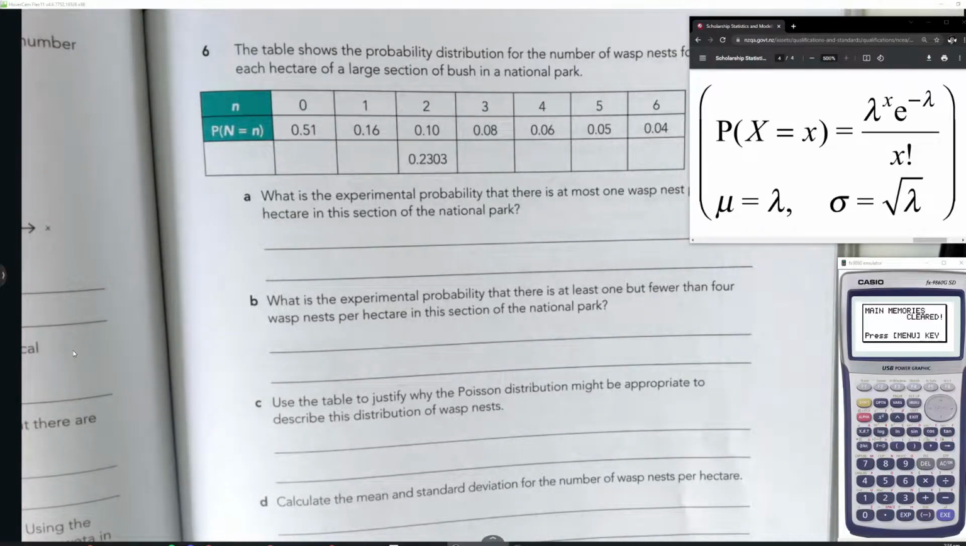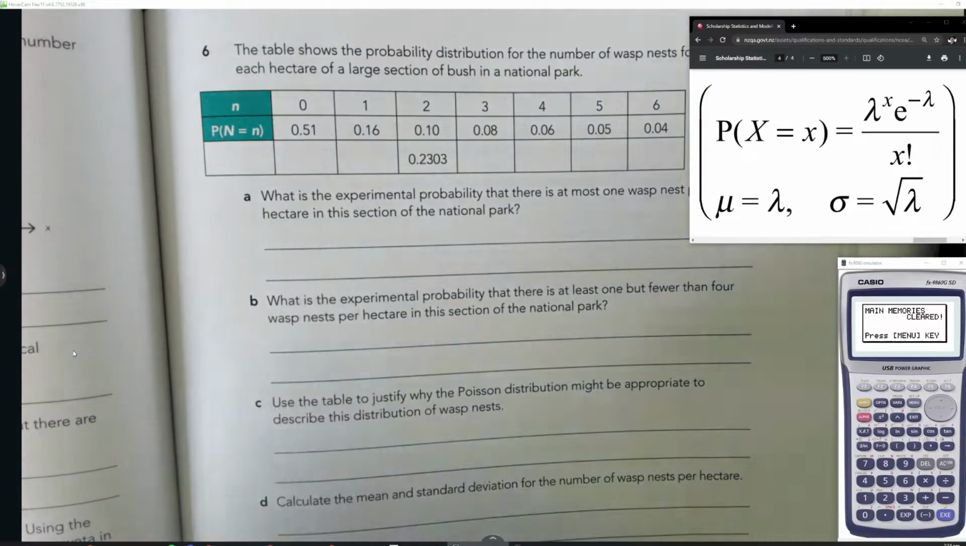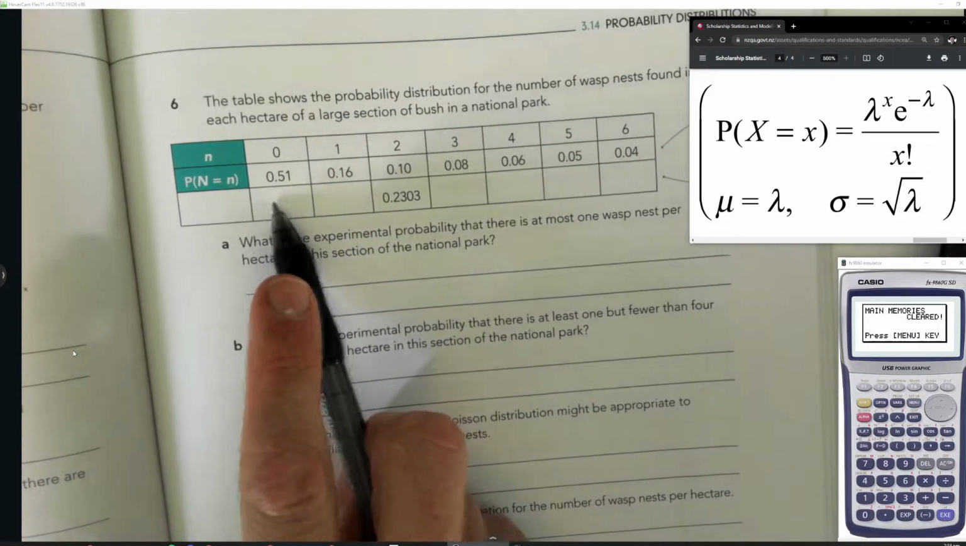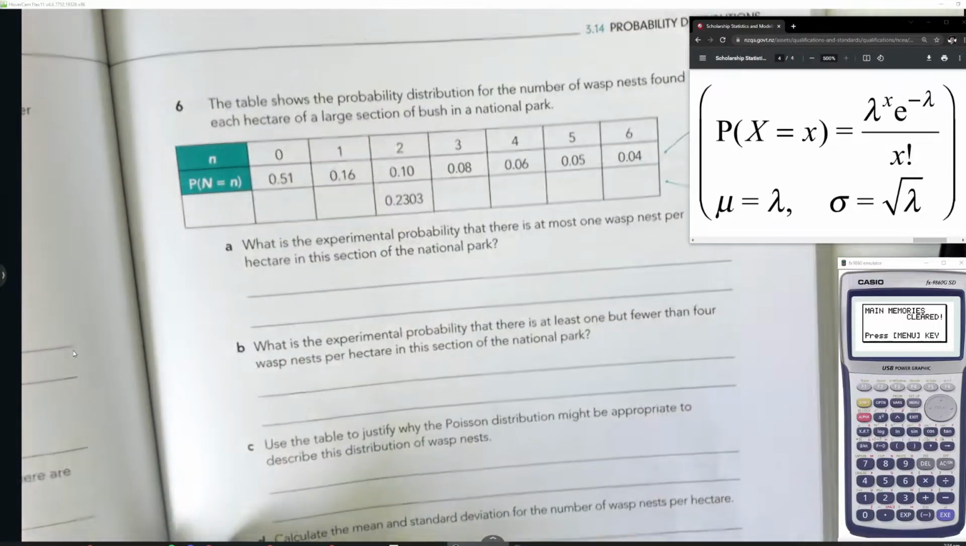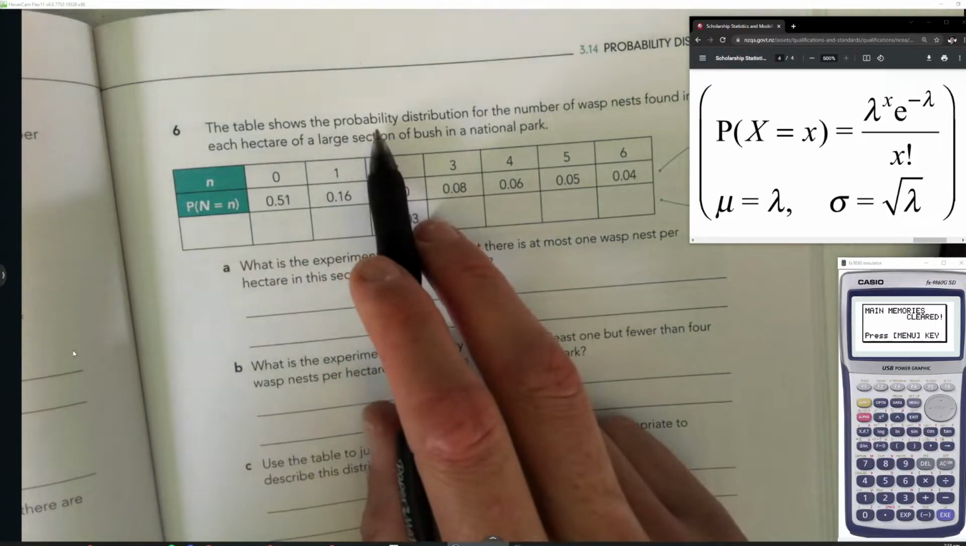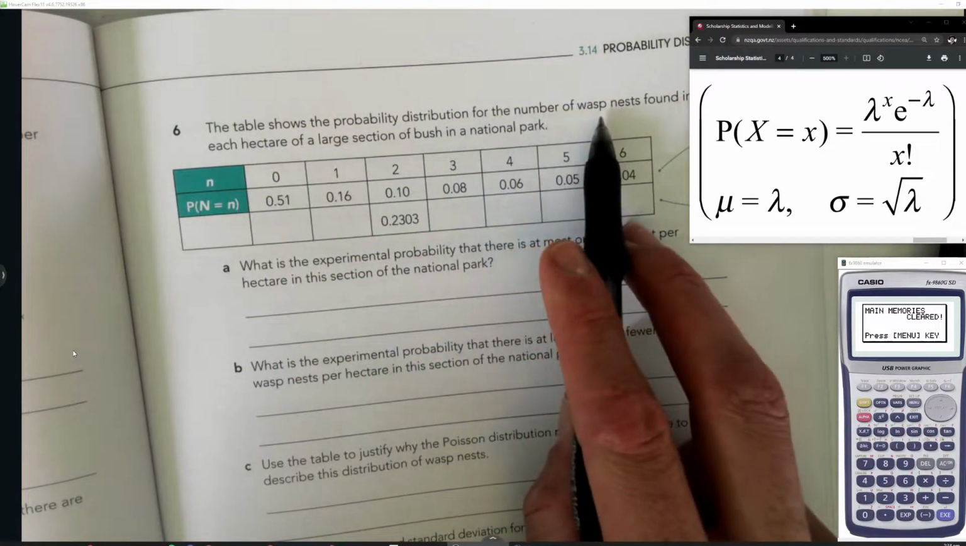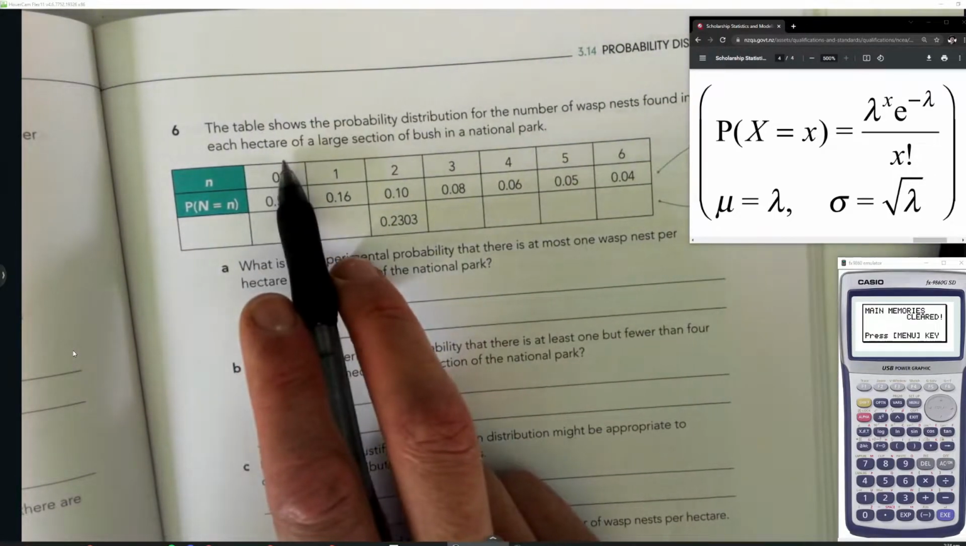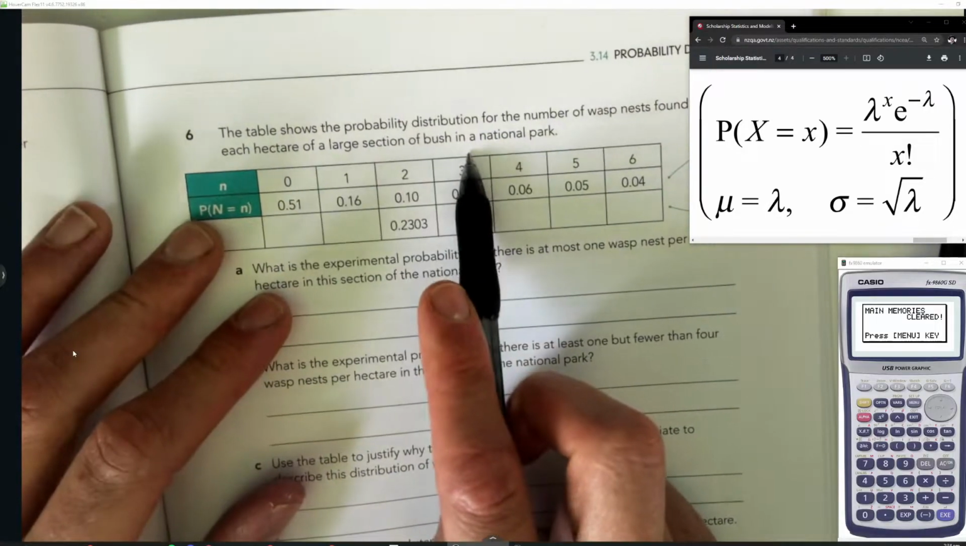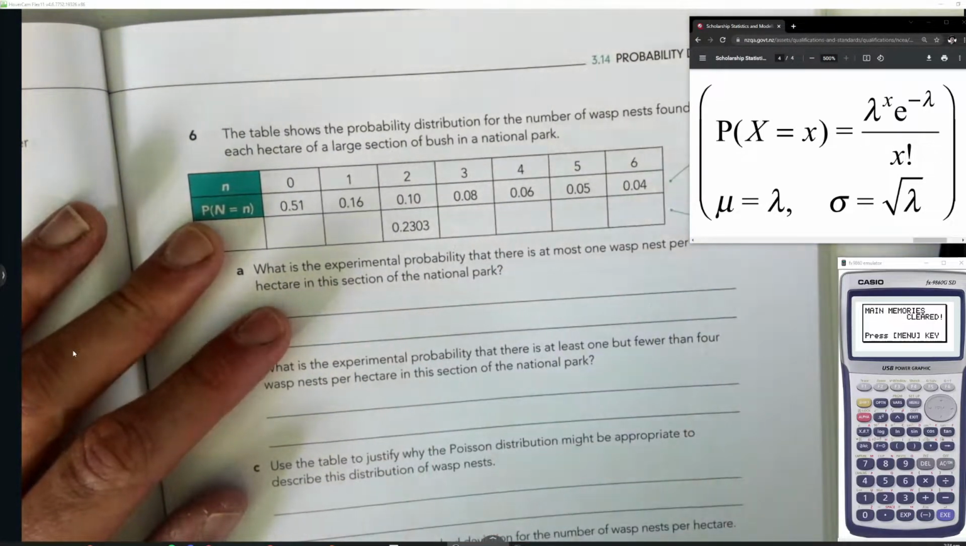Kia ora. We're going to have a look at page 43, and page 43 is looking at how to deal with the Poisson distribution when you've got experimental data. So let's have a look why. The table shows the probability distribution for the number of wasp nests found in each hectare of a large section of bush in a national park.